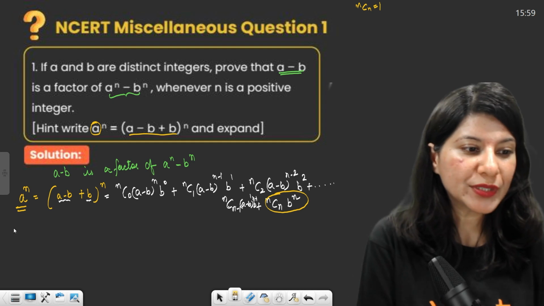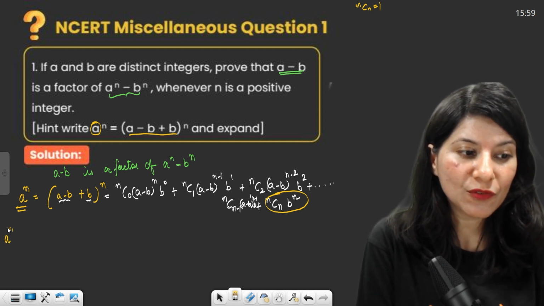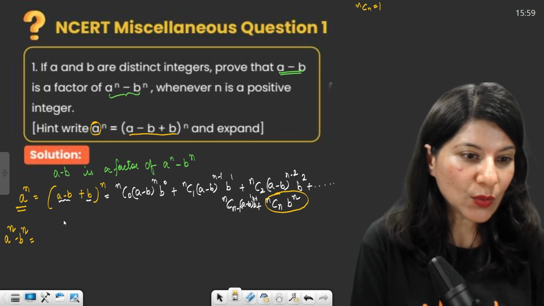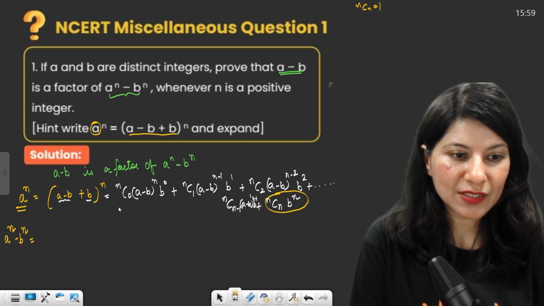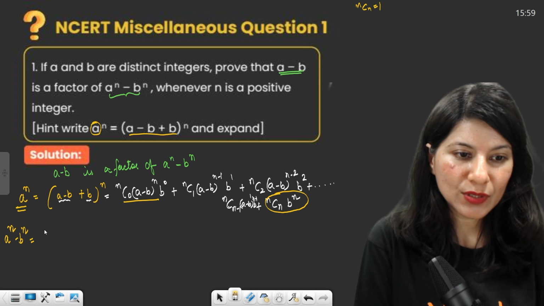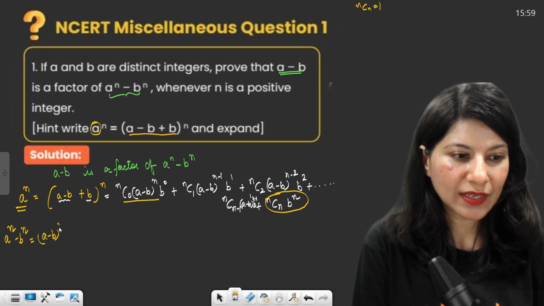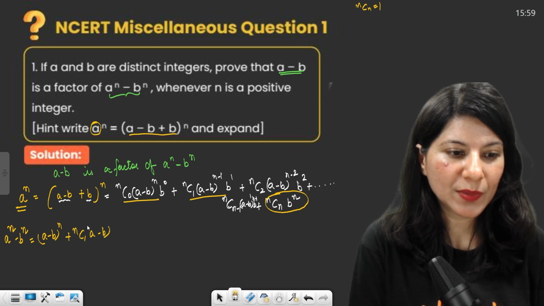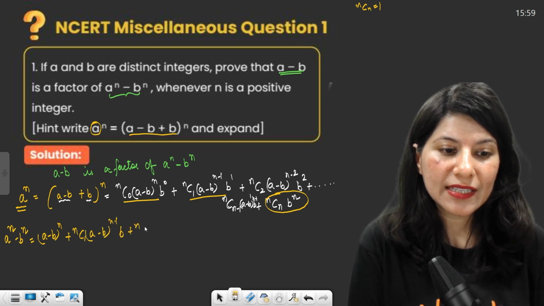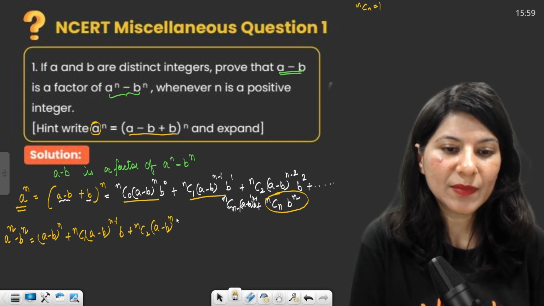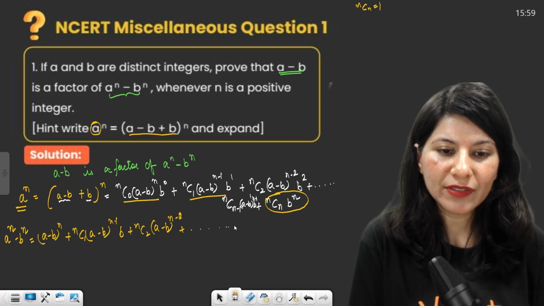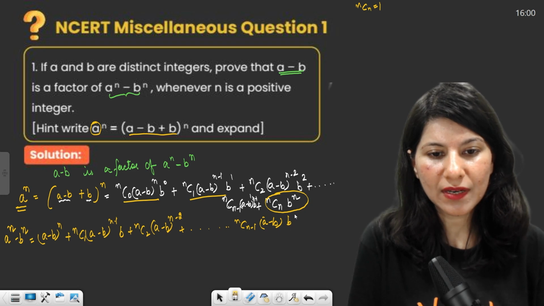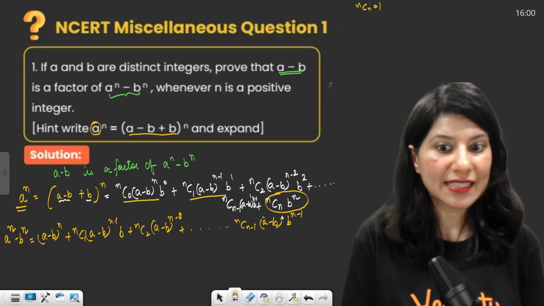Let us shift it towards the left hand side because we anyway want a raised to power n minus b raised to power n, so it is already getting created. So we have a raised to power n minus b raised to power n equals (a minus b) raised to power n, plus nC1 (a minus b) raised to power n minus 1 b, then nC2 (a minus b) raised to power n minus 2 b squared, going all the way up to nC(n minus 1) (a minus b) b raised to power n minus 1. The last term is gone.